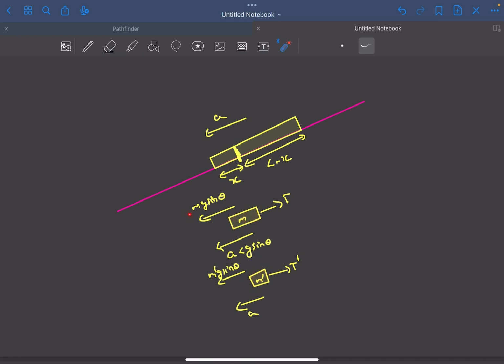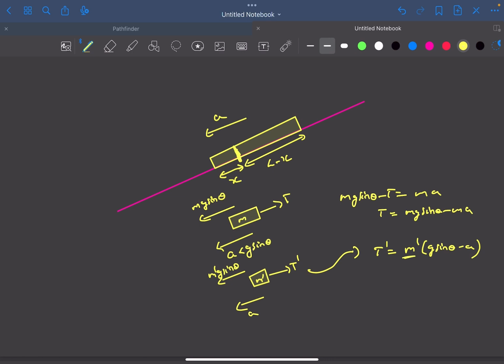Now think about it. This force acting down the plane is mg sin theta, right? This is m dash g sin theta. Now clearly this force is less, right? So in order to produce the same acceleration, we just need less tension as compared to T. If you didn't understand, we can write the F equals ma equation. As you can see, as m dash is less than m, we can say that T dash is less than T. Okay, so that was the next concept.